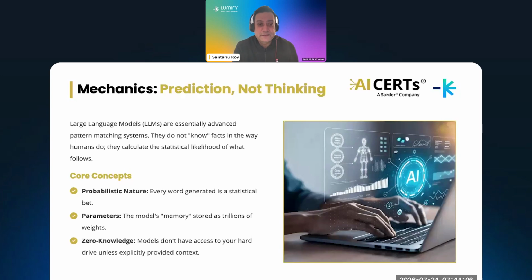So please note that AI systems can't think like a human brain. It predicts, it uses patterns, not understanding.